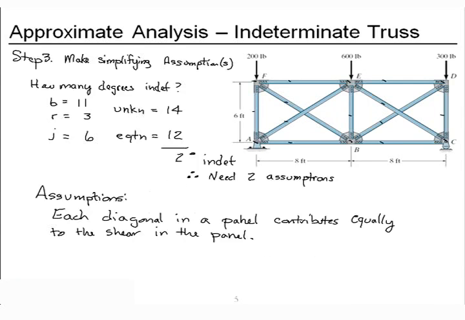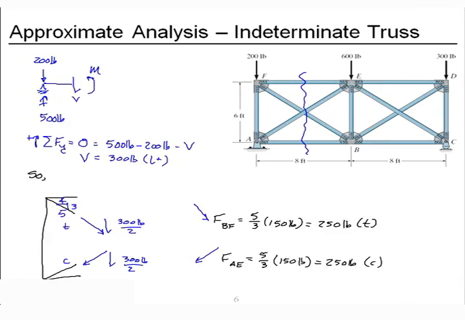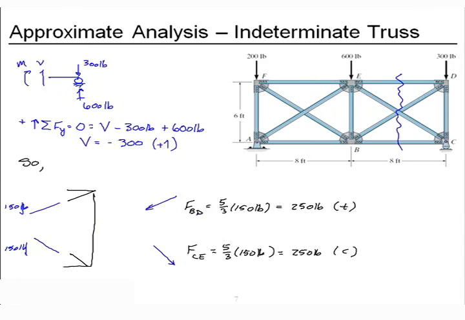Then in step 3, we had to figure out how many degrees indeterminate is our truss. Because with 2 degrees indeterminate, that means we need 2 assumptions. And we actually made the same assumption twice. Our assumption is each diagonal in a panel contributes equally to the net shear in that panel. To apply that, we had to cut the panel, calculate the net shear, and then we distributed half to each of the diagonals. Based on the direction of the net shear, we could figure out the sense of the force in each of the diagonals. We did that for both panels.